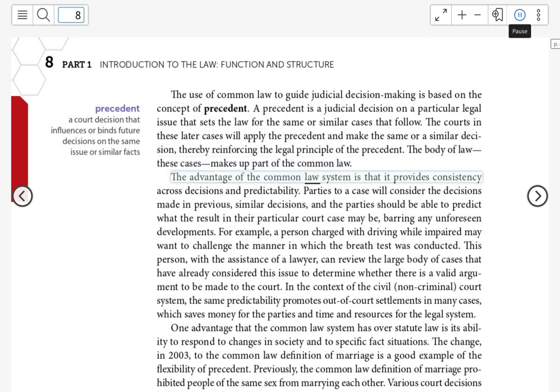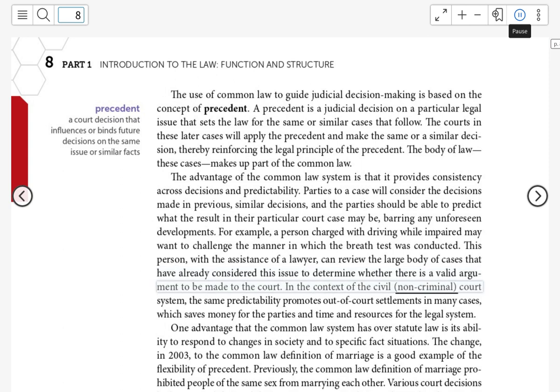The advantage of the common law system is that it provides consistency across decisions and predictability. Parties to a case will consider the decisions made in previous, similar decisions, and the parties should be able to predict what the result in their particular court case may be, barring any unforeseen developments. For example, a person charged with driving while impaired may want to challenge the manner in which the breath test was conducted. This person, with the assistance of a lawyer, can review the large body of cases that have already considered this issue to determine whether there is a valid argument to be made to the court.